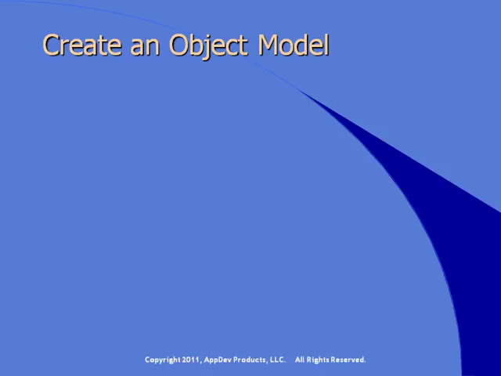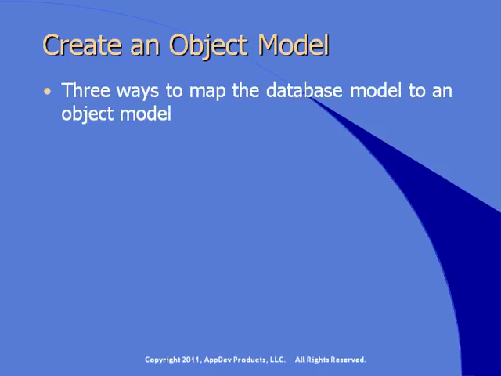Well, how do you create an object model? There are at least 3 ways that you can do this to map your database model to an object model. The first thing you could do is write the code yourself. This, of course, requires understanding the table attribute, the column attribute, the association attributes, and literally what structure LINQ to SQL is expecting. But once you understand that, you could write the code yourself.